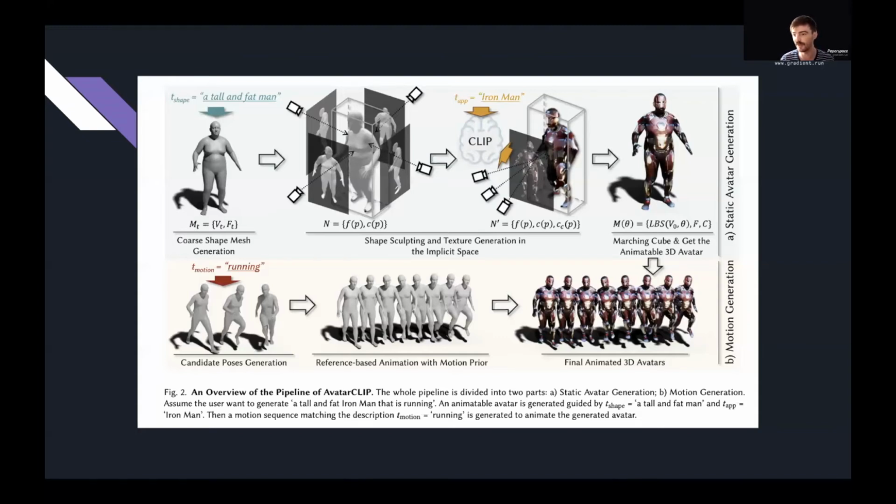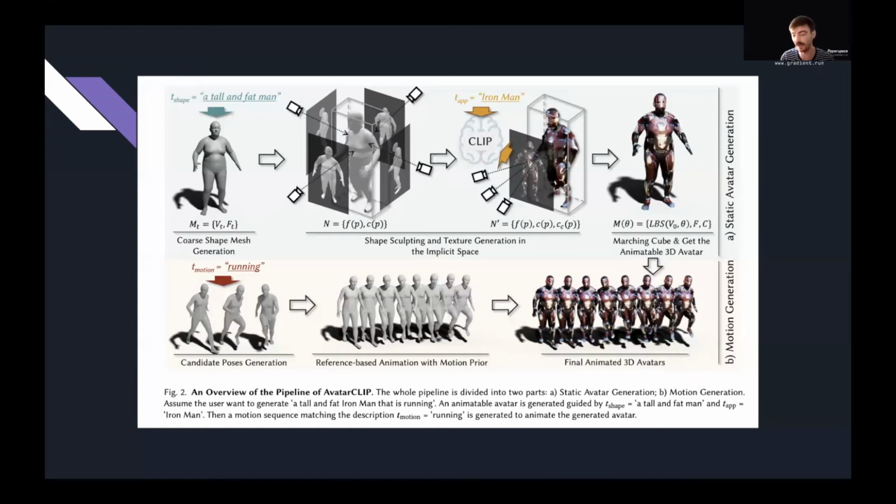CLIP supervision throughout ensures that the originally featureless model over time moves closer and closer to the text description as we iterate through the training loop. In this case, it would be to look like Iron Man. Once we have our final model that is sculpted and textured as desired, we add the marching cube algorithm to get our animatable 3D avatar.